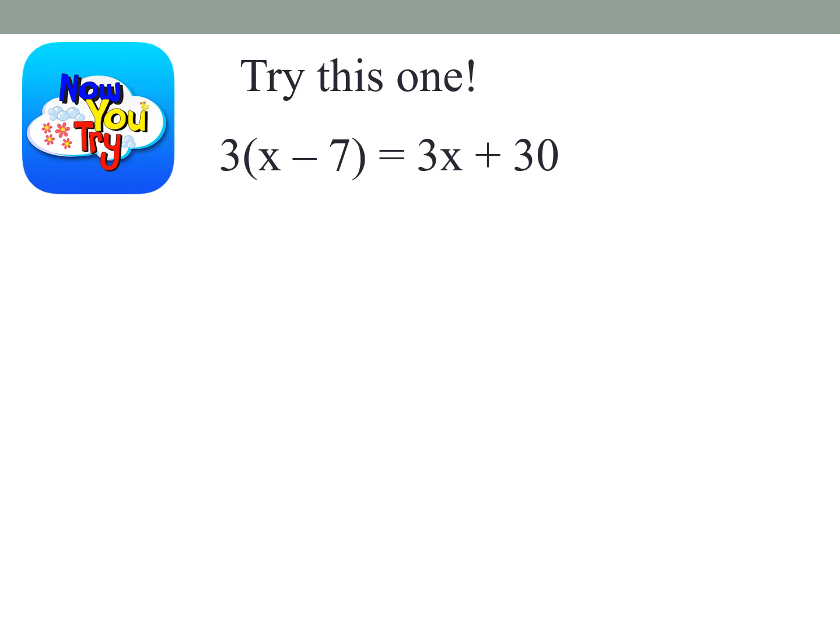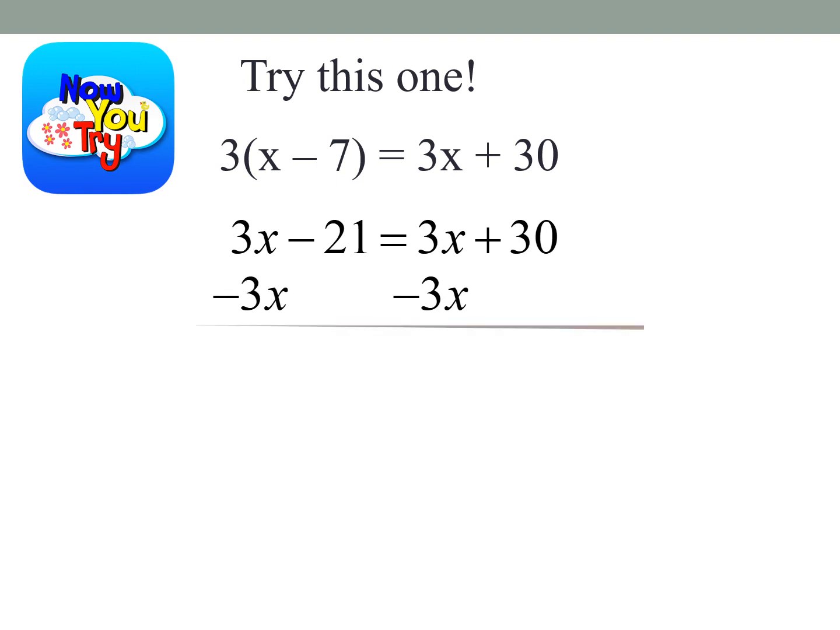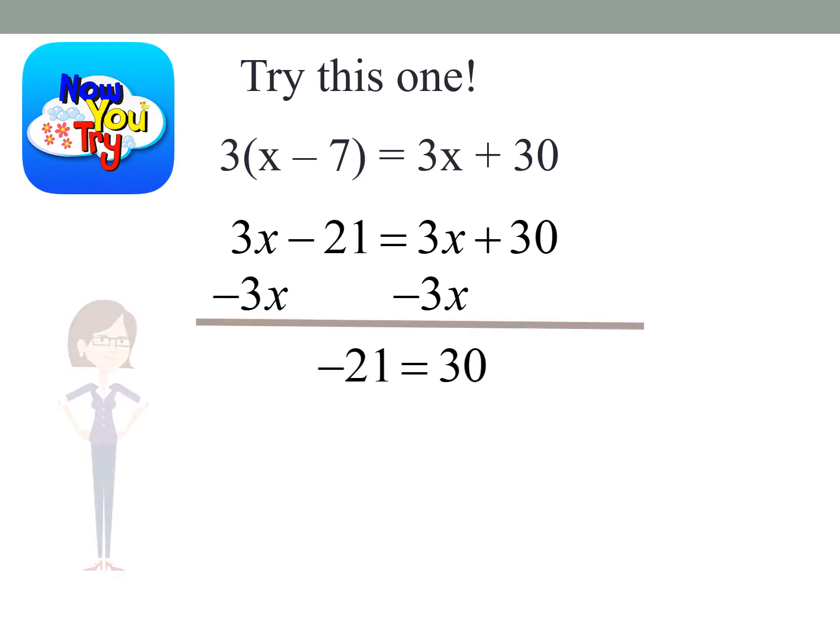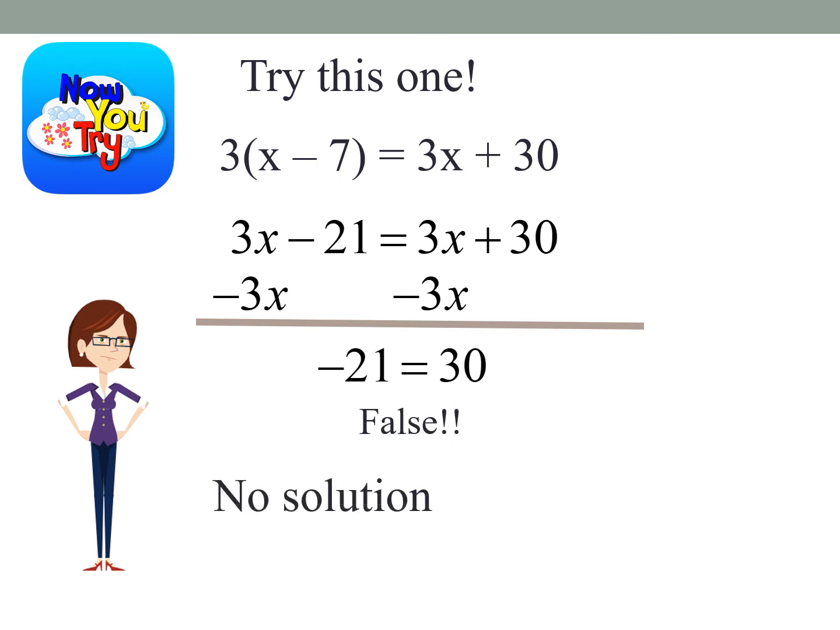Put the video on pause and try this one. All right, again, first we're going to distribute. Then we're going to gather our x's to one side of the equation. But when I do that, I get negative 21 equals 30. So what does that mean? Well, that's a false statement. So that means there is no solution, or my solution set is the null set.